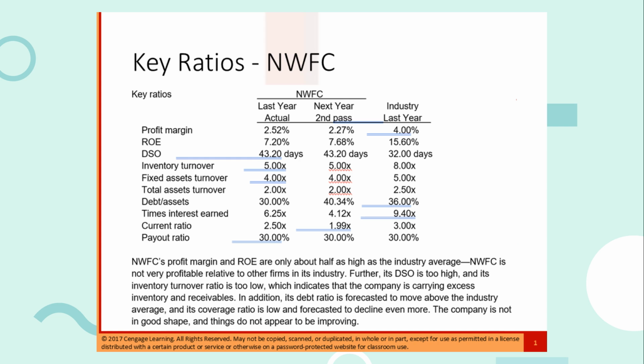Another question. Days Sales Outstanding, or DSO, is high. What might be done to improve this? Furthermore, how might an improvement in DSO affect the low inventory turnover ratio?